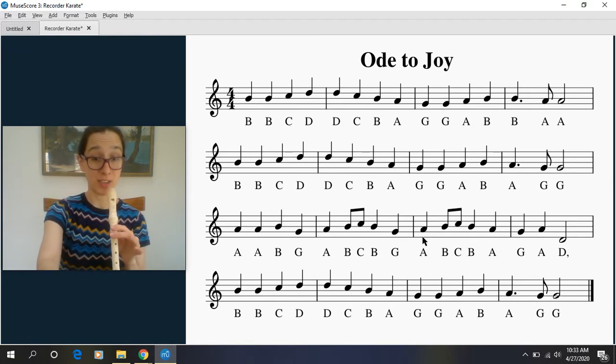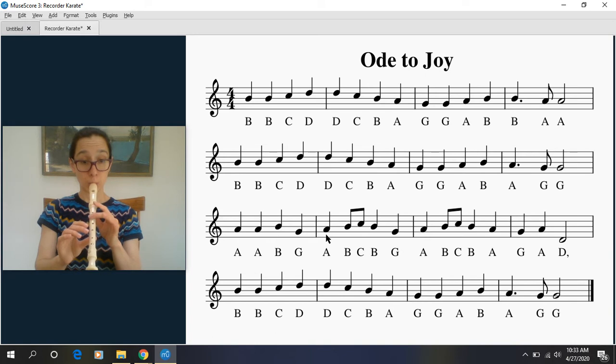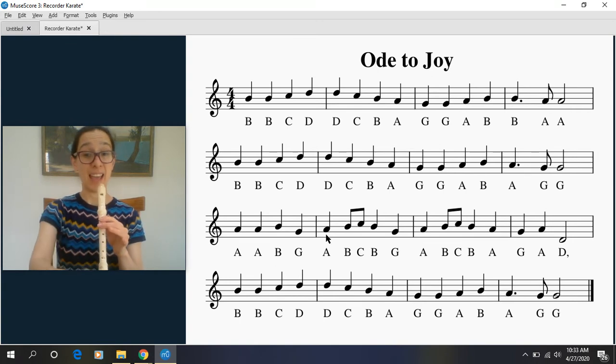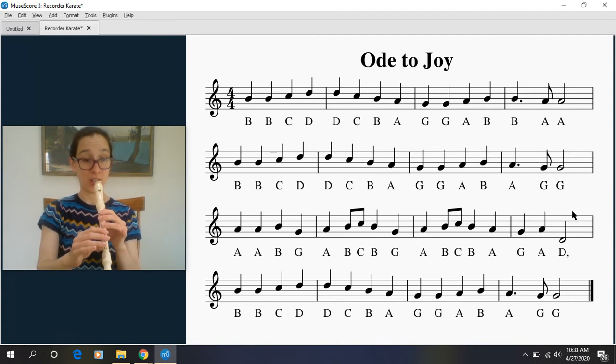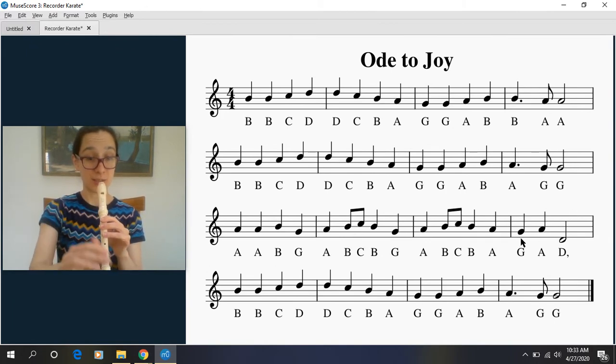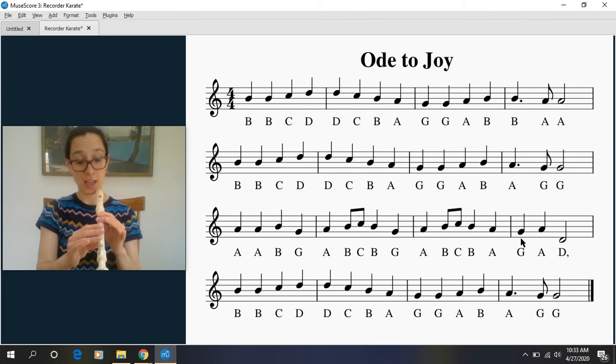Okay, so if we put it together, starting here, I'm going to play from here to here. Try it with me. Ready, go. And then this last measure. This low D is surprising. Make sure your hand's staying right here so you can find that low D. Just this last measure goes G, A, D.